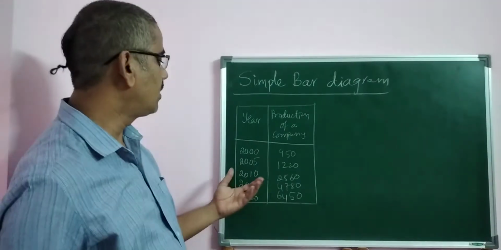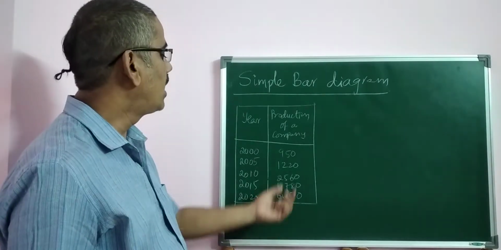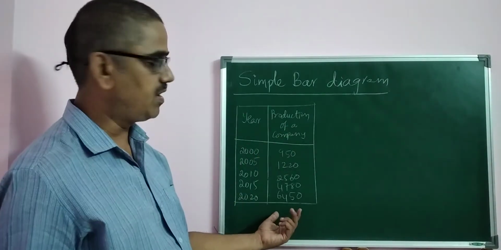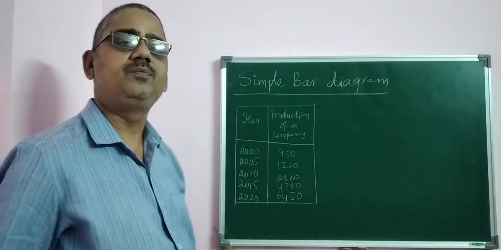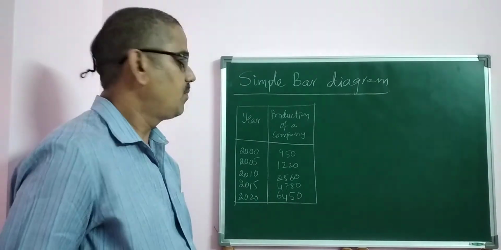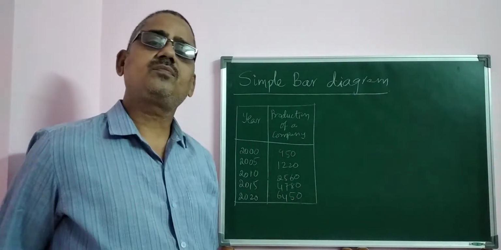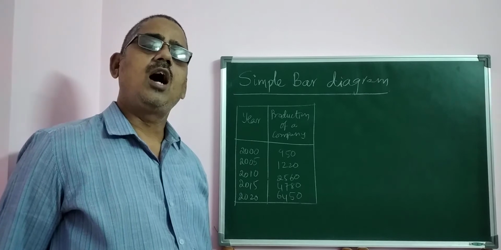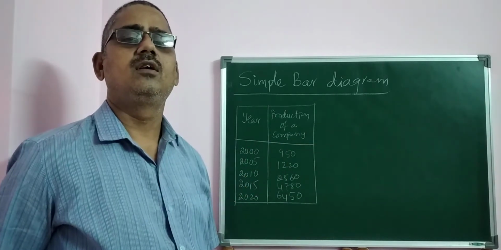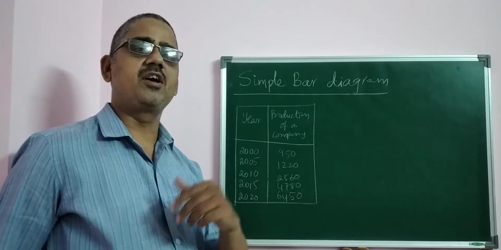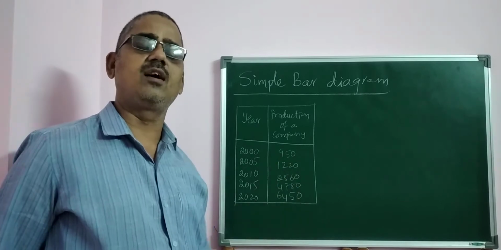So it is one example. Different years are given here, and the production of a company, it was given here maybe in tons or kilos. You can consider. So now I represent this particular data into a bar diagram. The question is, construct the bar diagram of this particular data.